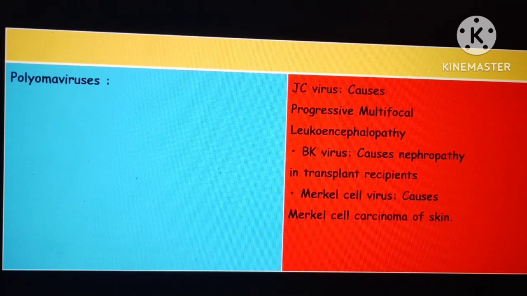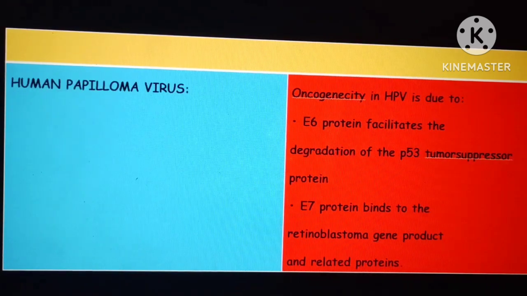So coming to polyomavirus, first it is JC virus. It causes progressive multifocal leukoencephalopathy, and BK virus causes nephropathy in transplant recipients, and Merkel cell virus usually causes Merkel cell carcinoma of the skin.